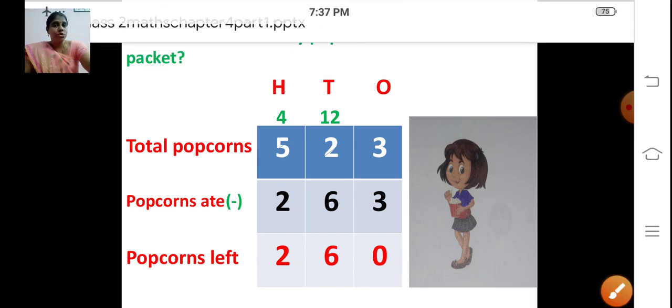So the remaining two sums, do that in your notebook. You don't need to show it to me. Just do that in your notebook. Practice all the sums well.